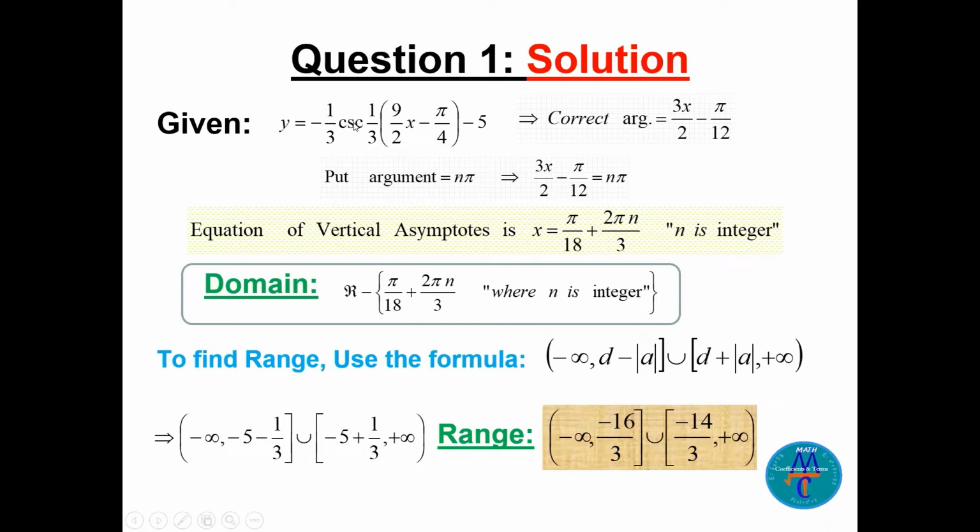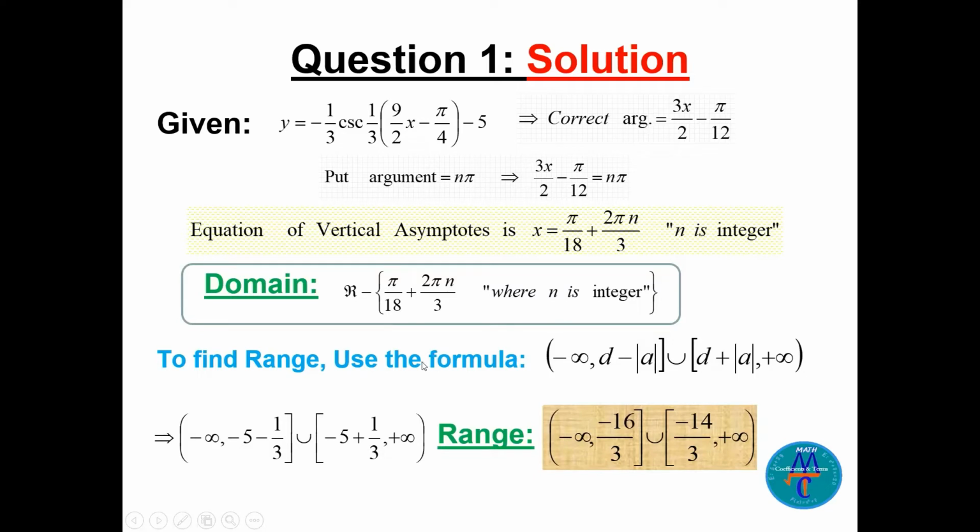Now the cosecant function is 1 over sine. So I put the argument equals n pi. 3x over 2 minus pi over 12 is equal to n pi. Take pi over 12 to the other side and multiply by 2 over 3 to get x. So x will be pi over 18 plus 2 pi n over 3, where n is an integer. So these are all the vertical asymptotes, or the equations of the vertical asymptotes. So the domain will be all real numbers except pi over 18 plus 2 pi n over 3, where n is an integer.